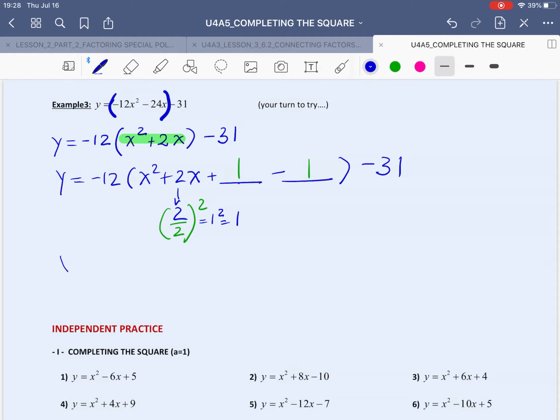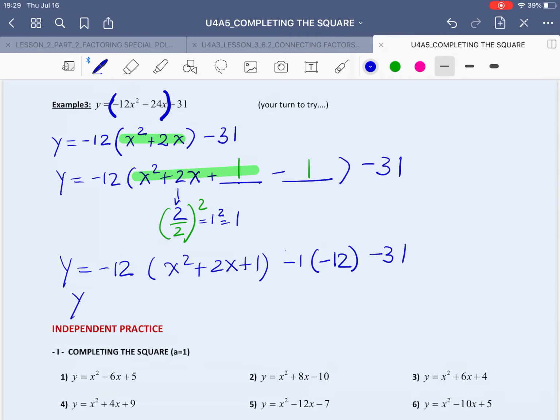So next step, y equals negative 12, x squared plus 2x plus 1 will be the good part, the perfect square trinomial part, this one here. And the negative 1 here has to come outside. Remember, this one will have a coefficient, so negative 1 must be multiplied by negative 12 when we take it outside of the brackets. So we're going to say that we have a negative 1 multiplied by negative 12, and then minus 31.